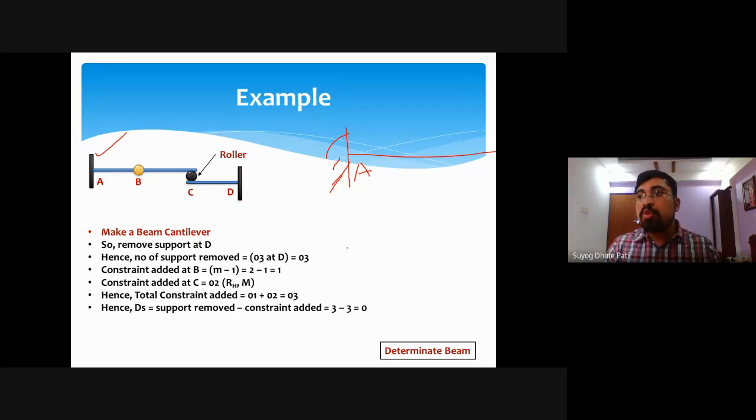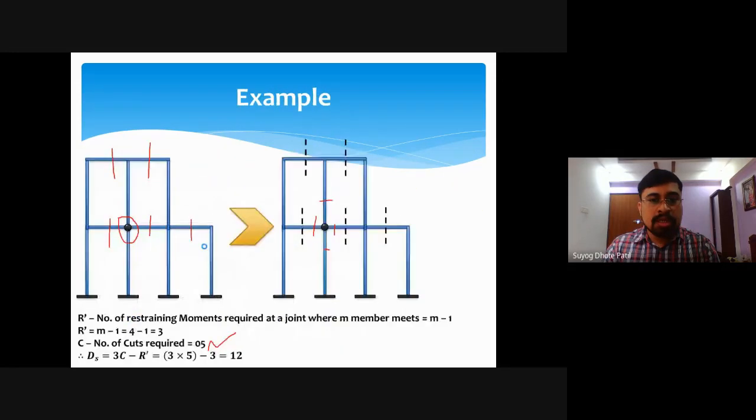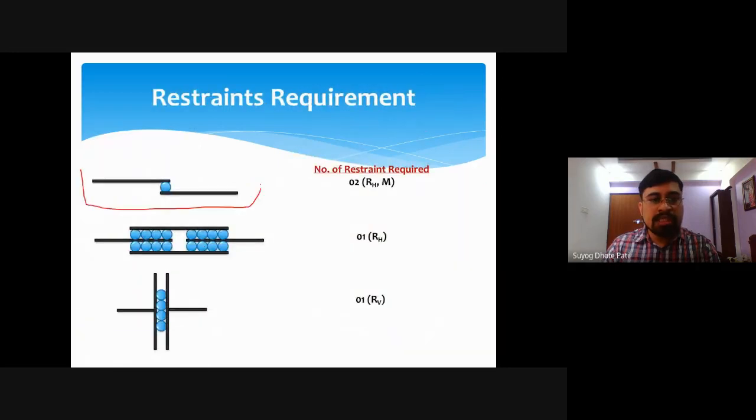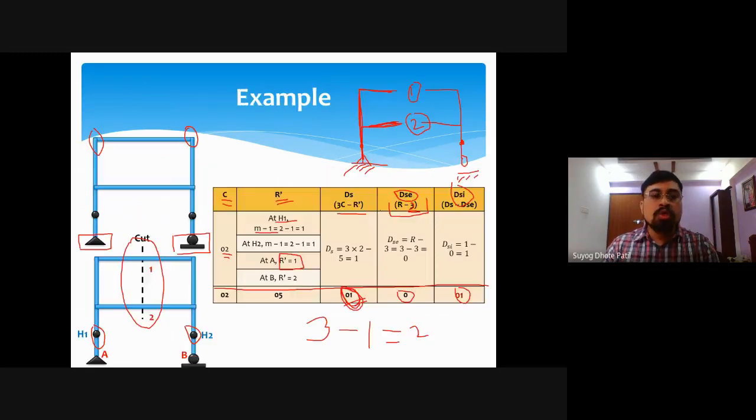We know capital R value for fixed support is 3: Fx, Fy, and M. So there are 3 reactions, and we have removed 3. Constant added at B, again m minus 1, so 2 minus 1 will be 1. Then constant added at C will be for roller support. Look carefully in the box, see the case. This is the case with us, and we have the relation already discussed, and the number of restraints required are 2, RH and M.